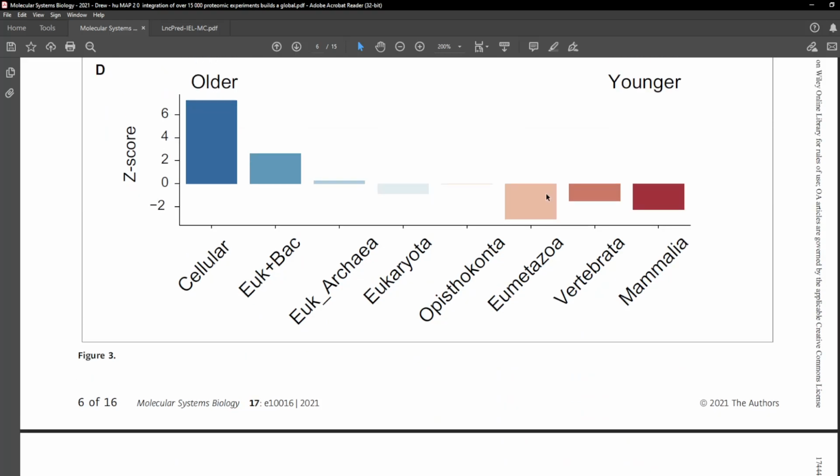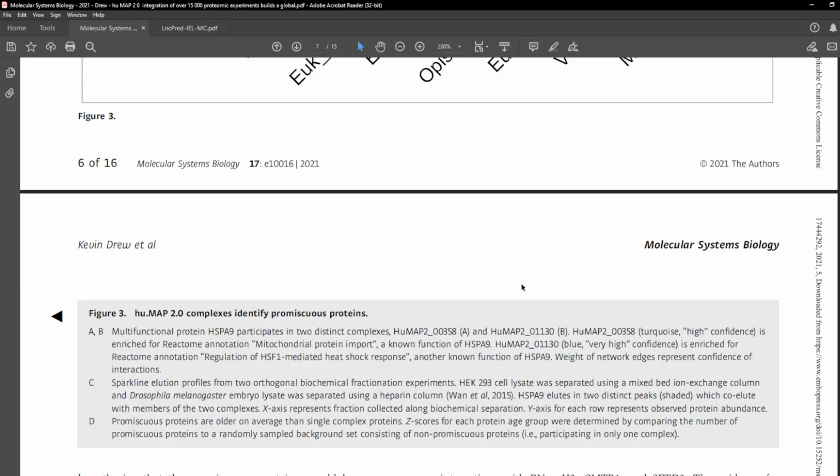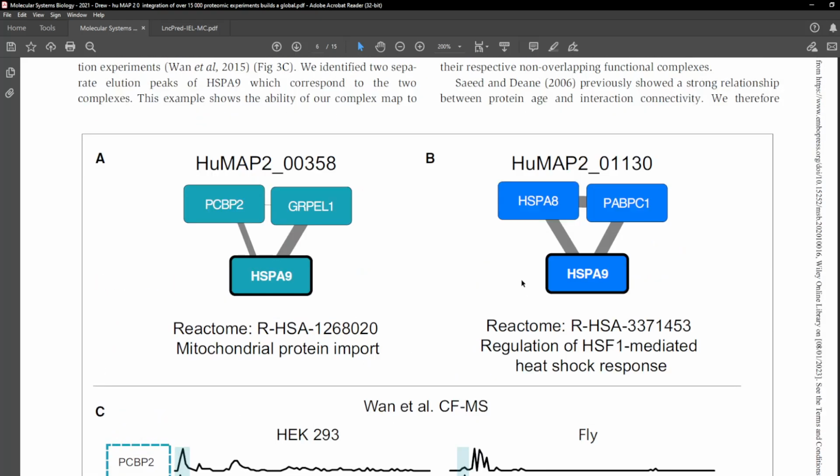Figure 3. Hu.MAP 2.0 complexes identify promiscuous proteins. A, B. Multifunctional protein HSPA9 participates in 2 distinct complexes, Hu.MAP 2_00358, A, and Hu.MAP 2_01130, B. Hu.MAP 2_00358, turquoise, high confidence, is enriched for Reactome annotation mitochondrial protein import, a known function of HSPA9. Hu.MAP 2_01130, blue, very high confidence, is enriched for Reactome annotation regulation of HSF1-mediated heat shock response, another known function of HSPA9. Weight of network edges represents confidence of interactions.